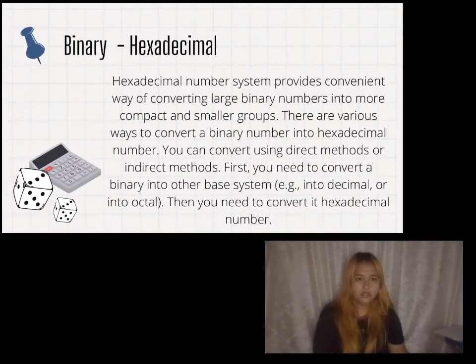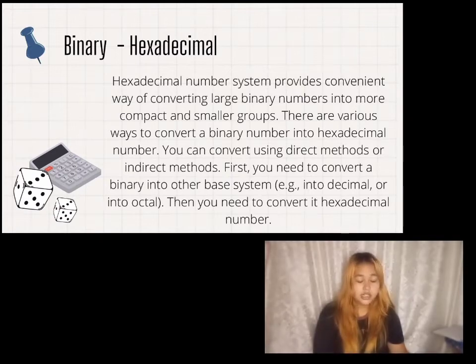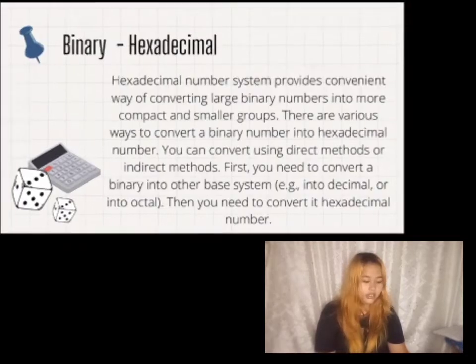Binary to hexadecimal conversions. The hexadecimal number system makes it easy to convert large binary numbers into compact and smaller groups. There are several methods for converting a binary number to a hexadecimal number. You can convert using either direct or indirect methods. To begin, you must convert binary numbers into another base system, for example, into decimal or into octal. Then, you must convert it to the hexadecimal number.